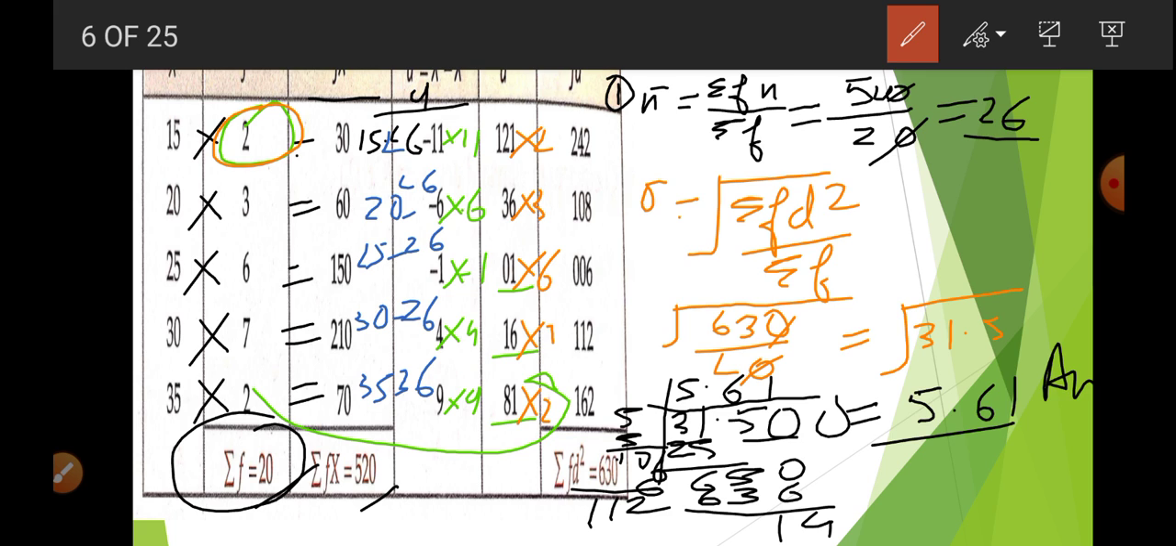This is your standard deviation. Now the coefficient of standard deviation. For the coefficient of standard deviation, this value is divided by the mean, that is, we are going to divide 5.61 by the mean, 26. When we divide, we get 0.21. This is your answer. Okay, so I think you are able to understand.